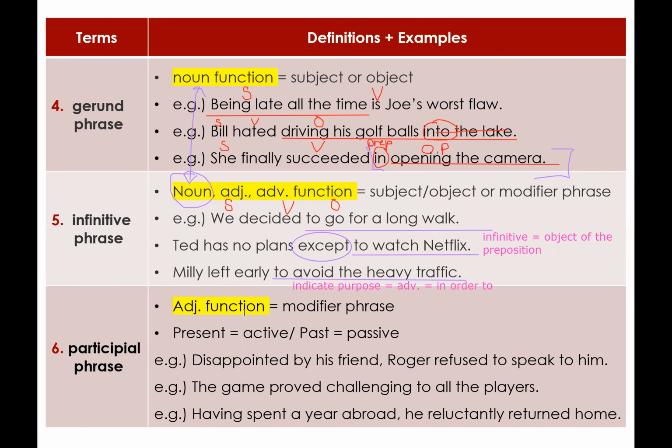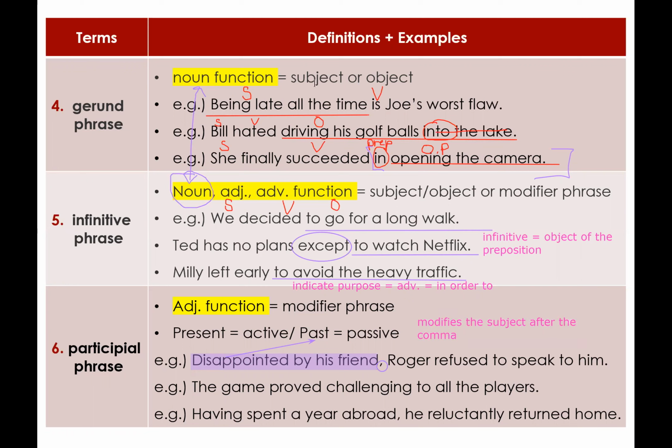And our last verbal and our last phrase is participle phrase. It is adjective function. And remember, we have present participle and past participle. So in the first example sentence, disappointed by his friend, disappointed, right? Because someone disappoints him, that is passive, and -ed, that is past participle phrase, right? And remember, a participle phrase that comes at the beginning of the sentence has a comma, and it is always modifying the subject after the comma. Okay, so in this case, it is modifying Roger.